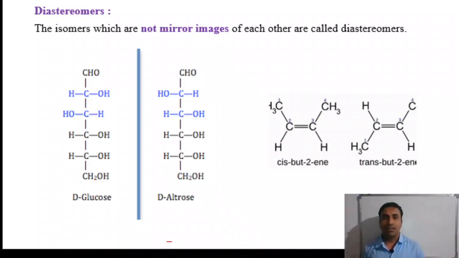But here, in case of cis-trans isomers, they are not mirror images of each other and therefore they are called as diastereomers. One more example is there.